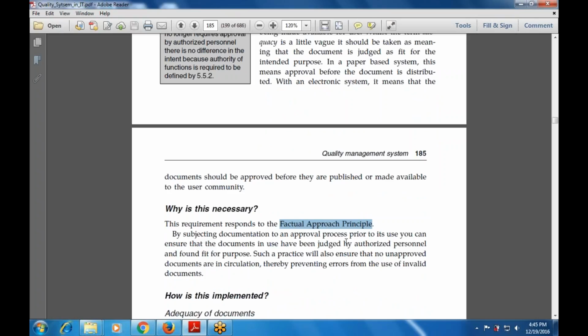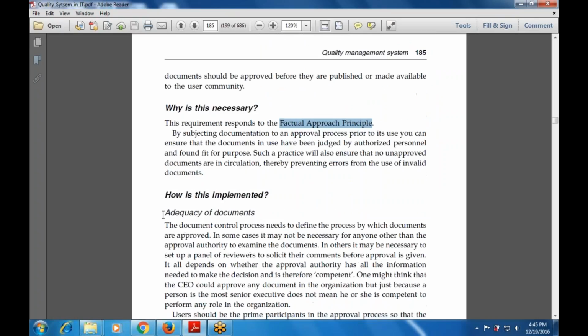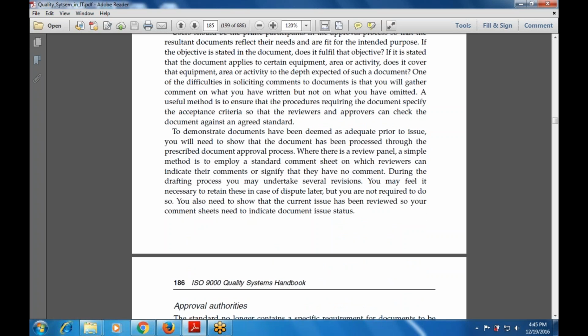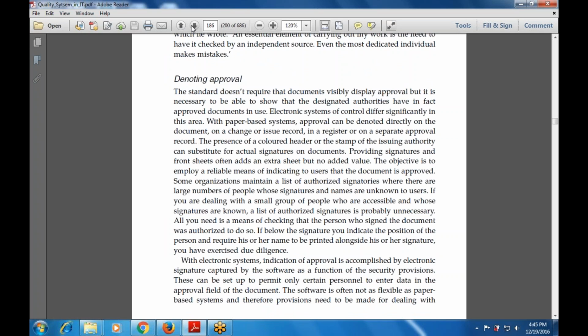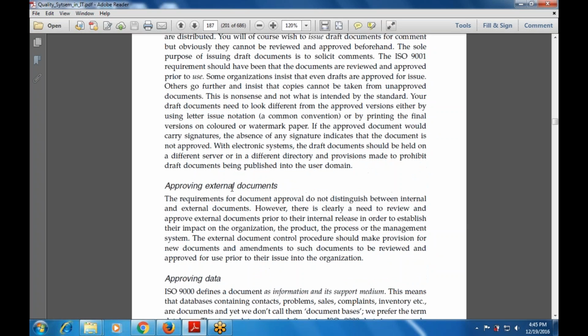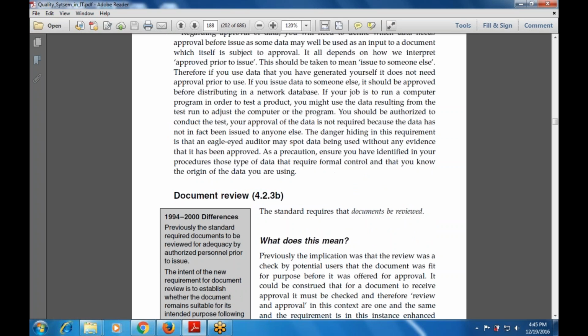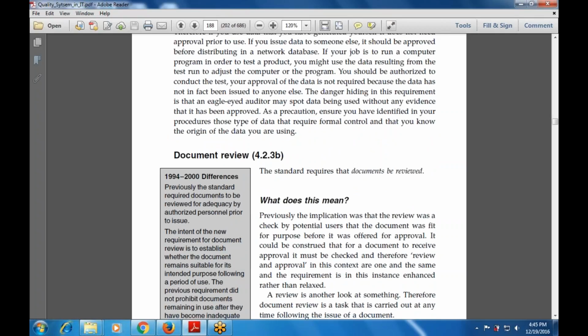Documents have been judged by the authorized personnel and found fit for the purpose, so no unapproved documents are in circulation. This also leads to the accuracy or adequacy of the documents. Documents are adequate. Approval authorities denoting the approvals, issuing documents, approving the external documents, approving data. These are the various review parts.